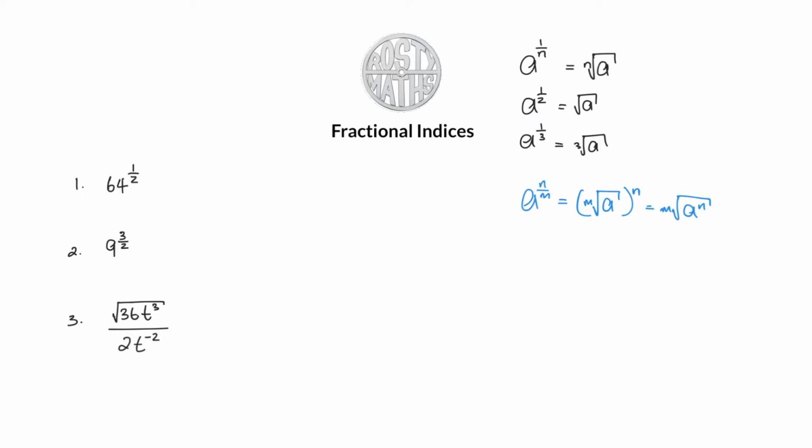So an example of that is if I have a to the power 2/3, that's going to be the cube root of a, and then you square your answer when you've got it. So notice the denominator goes there and the numerator goes outside. I hope you get it, okay?